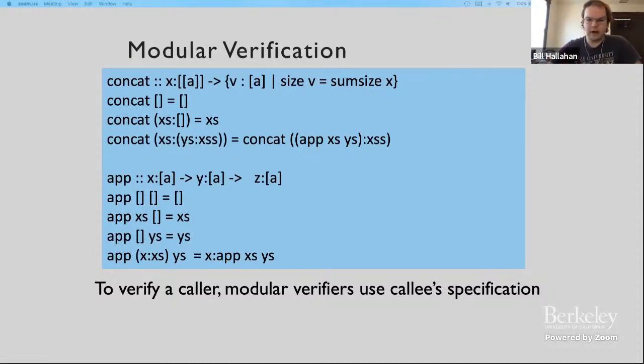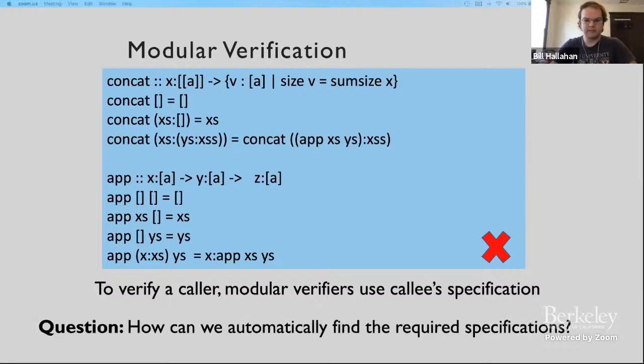If we gave this to our modular verifier as is, it's not going to be able to prove this property, because we don't have any specification for app. In concat, the verifier is going to know nothing about what app is doing. We could begin trying to write our own specification for app and figure out what we need to tell the verifier about app to get this to work, but that's a bit of a pain, and it becomes more and more of a pain as we scale to larger and larger programs. So the question we're going to try to answer in this talk is, how can we automatically find the required specifications?